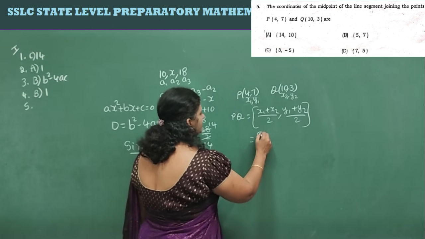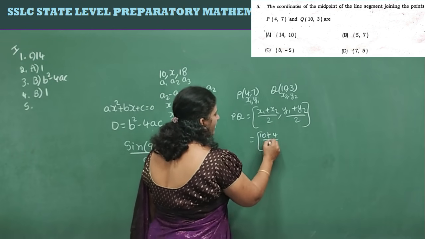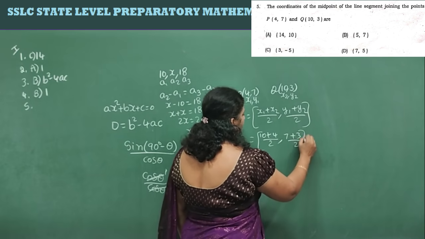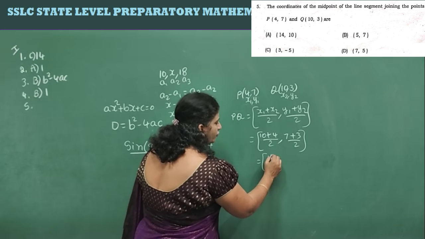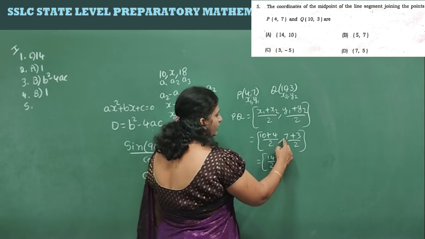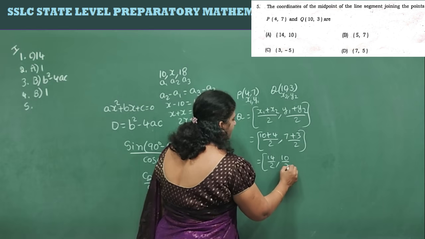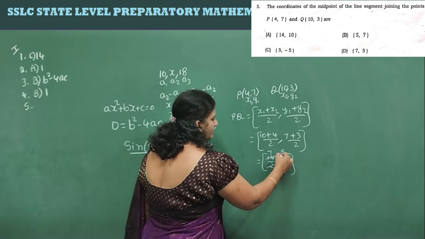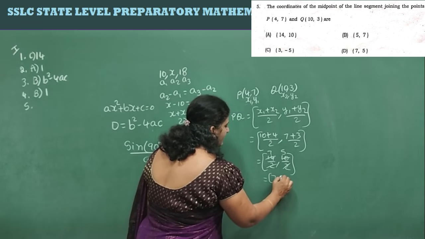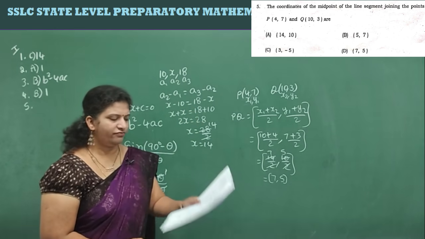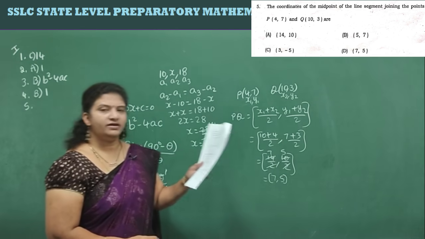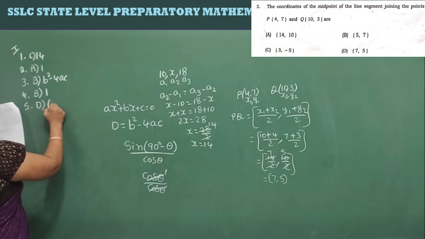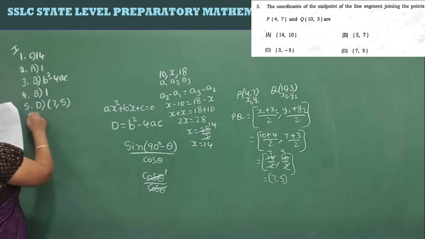Substitute the values. 10 plus 4 by 2, 7 plus 3 by 2. 10 plus 4, it is 14. 14 by 2, 7. 7 plus 3, it is 10. 10 by 2, if you cancel, here it is 5. So what is the answer? 7, 5. Search for this coordinate. Yes, it is your option D, 7, 5.